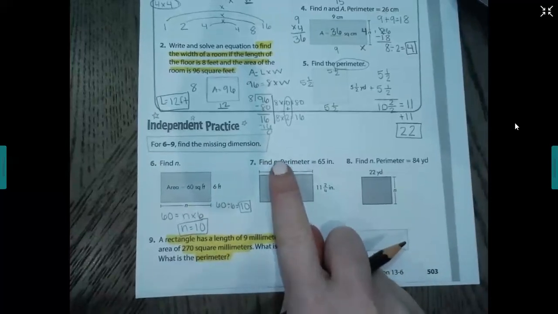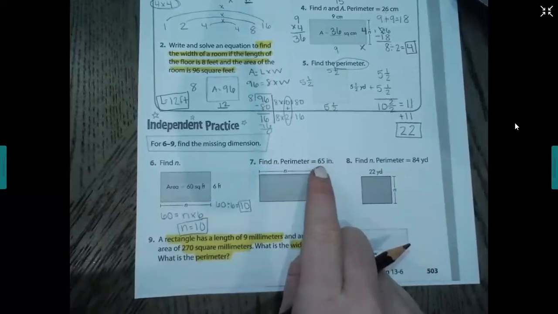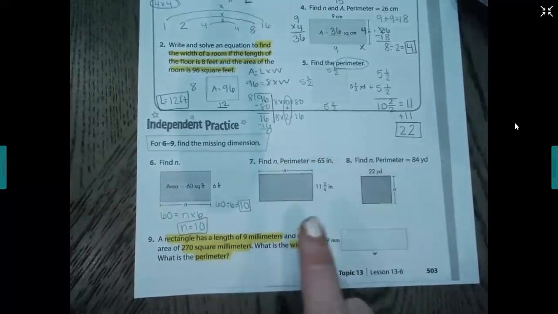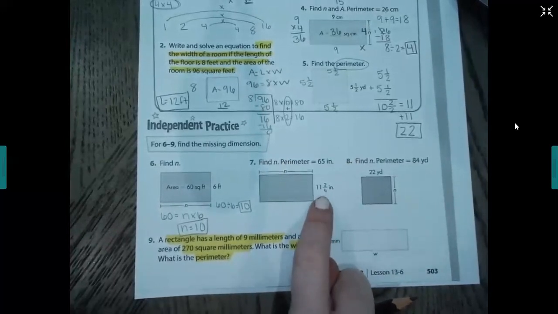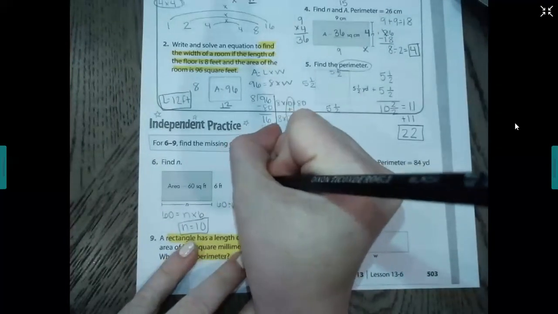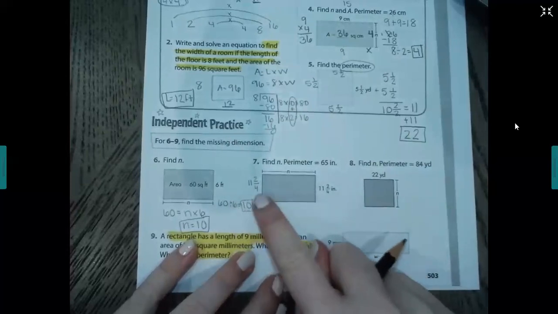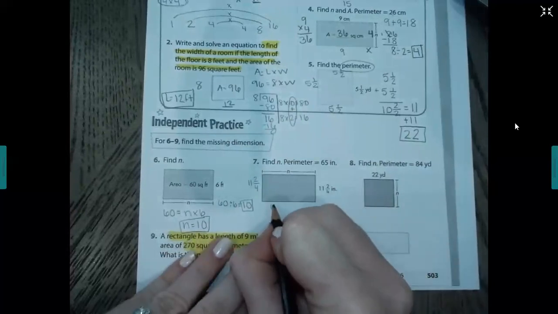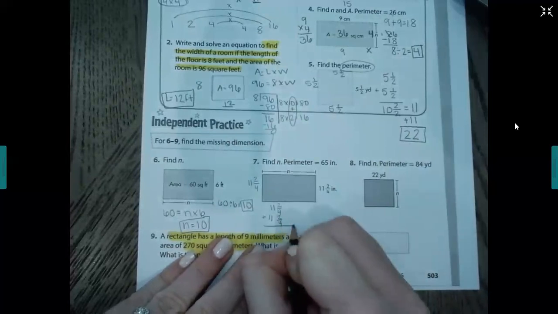Number 7 needs me to find N. The perimeter is 65. So all my sides added together are 65. Well, they give me one side, 11 2/4, which means that this side is also 11 2/4. I need to add those two together to see how much I have so far. So 11 2/4 plus 11 2/4. Okay?